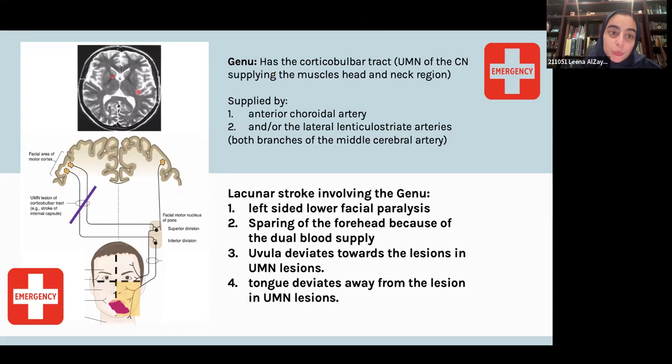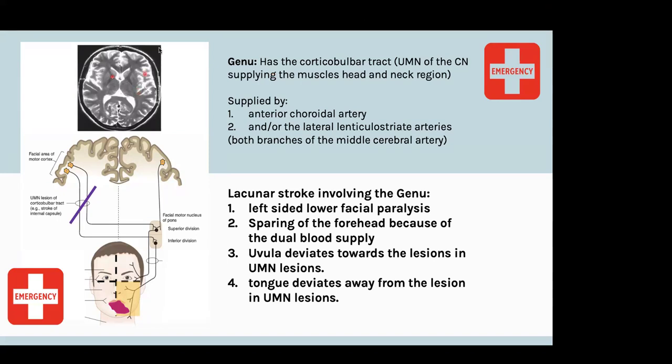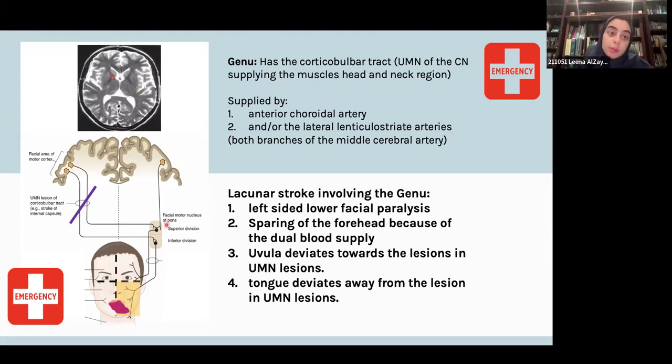The genu, yeah, go ahead. I said corticobulbar. Yes, bulbar. Corticobulbar. And the corticobulbar is responsible for the muscles of the head and neck. So what's one of the muscles? The uvula and the tongue. Okay. So that's kind of the main symptom that you will focus on.